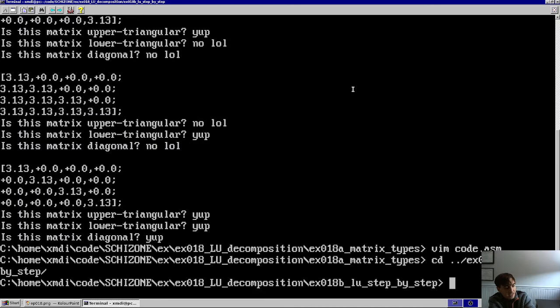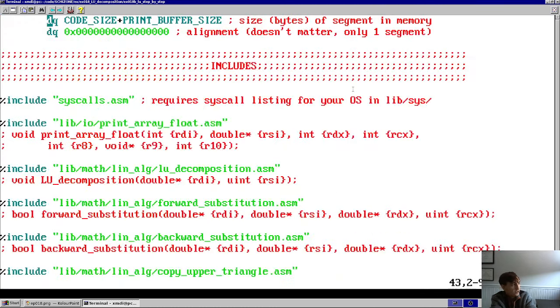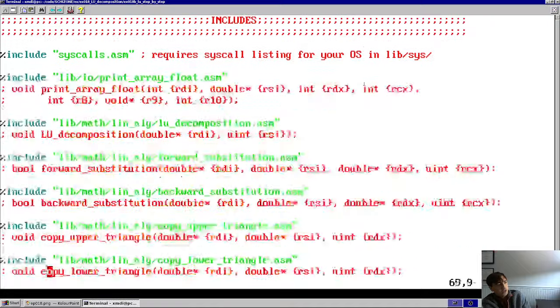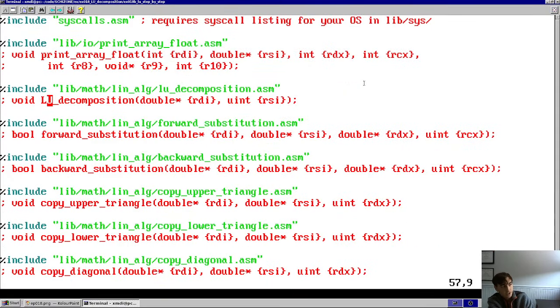How about example B? This is the step-by-step process for LU decomposition. So let's look at the code first. What are we including here? We're including this LU decomposition file. And what does it do? It just takes an A matrix.